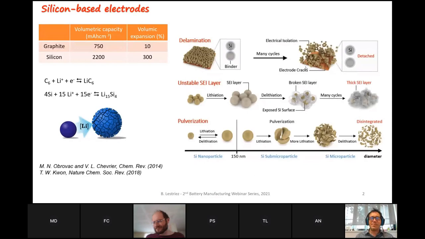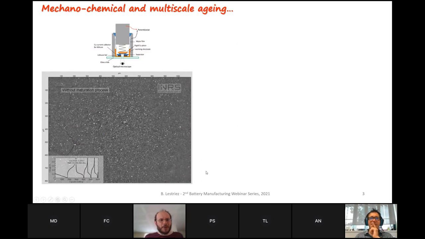Okay, so I will be very fast. You all know why silicon is a hot material, a hot topic, and also what the challenges are to address to allow silicon-based electrodes to show satisfactory cycling. So we have delamination of the electrode layer, an unstable SEI layer, and eventually pulverization of the silicon particles.